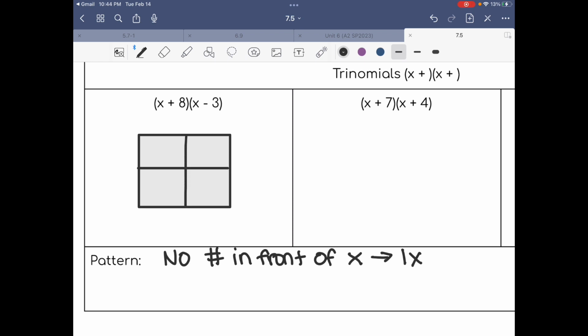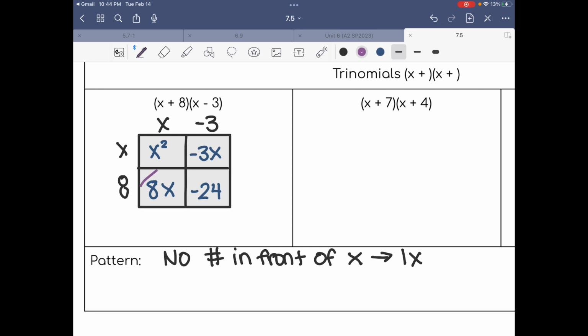So here's my box. X plus 8 goes on one side. X minus 3 goes on the other side. And then I'm going to multiply them together. X times x is x squared. X times negative 3 is negative 3x. 8 times x is 8x. And 8 times negative 3 is negative 24.